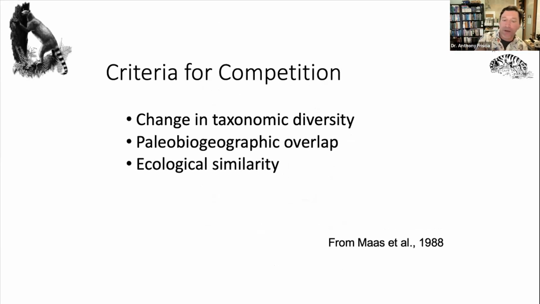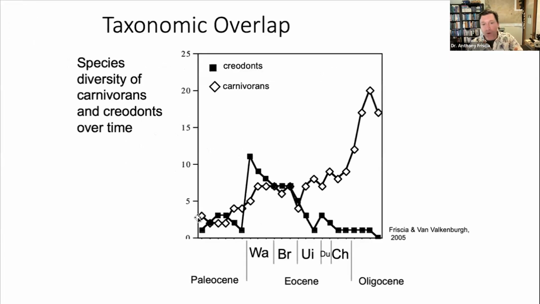And there's some criteria that we can use for determining whether they actually did compete with each other. One would be a change in diversity between the two groups. That is, one group basically becoming more diverse and the other group becoming less diverse. And more importantly, that the increase and the decrease overlap. Another is that they live in the same place. And then the question that's most interesting to me is whether they were ecologically similar. So there is taxonomic overlap.